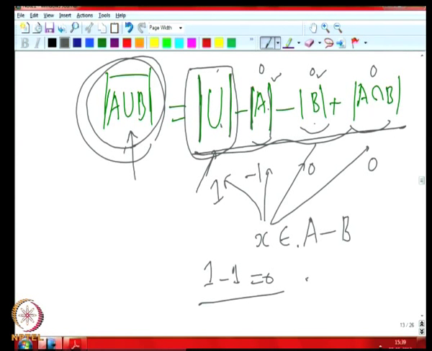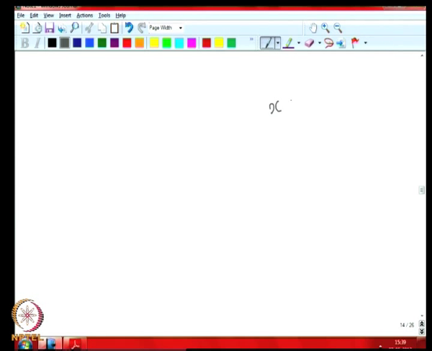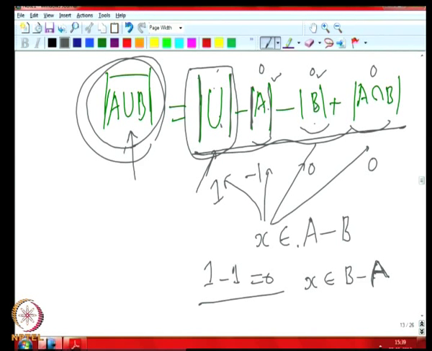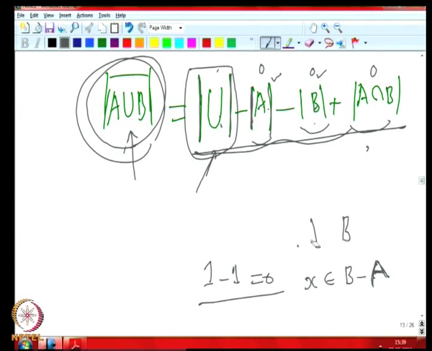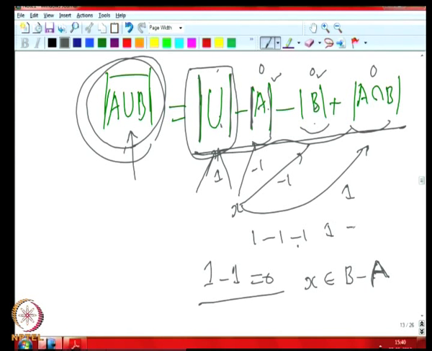So similarly, we can consider a particular x in B minus A, that means those members which belong to B but do not belong to A. They will contribute 1 to U, minus 1 to B, and 0 to A and 0 to this term and then 0 to this term. So therefore, 1 minus 1, total contribution is 0. And then finally, those x which are elements of A intersection B, which are in both A and B, such x's will contribute 1 to U, minus 1 to A and minus 1 to B and definitely 1 to this. So this will be 1 minus 1 minus 1 plus 1, right? Total we will get a 0, right?